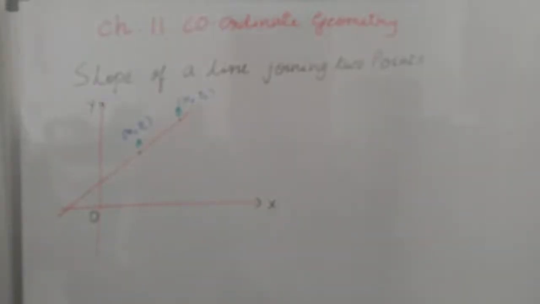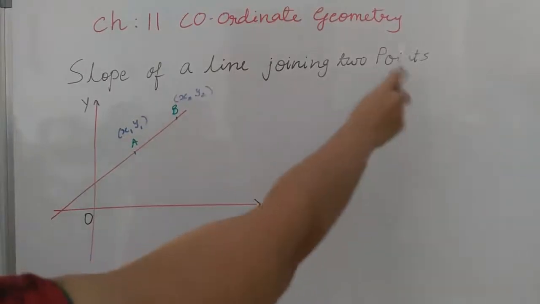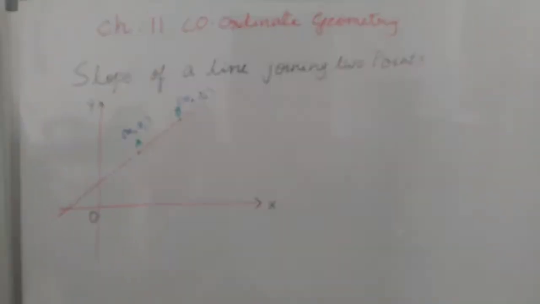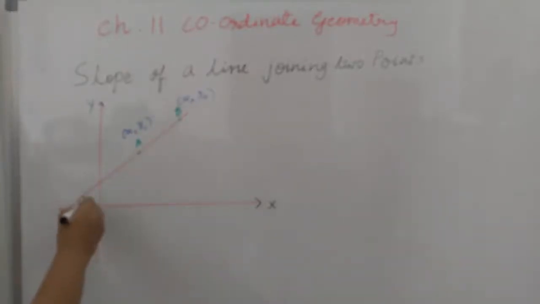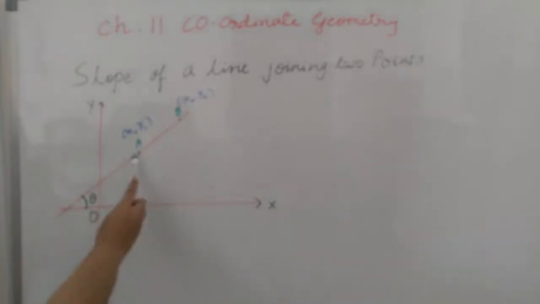Now we are going to learn about the slope of a line joining 2 points. Students, once you have understood that whenever this line makes an angle theta with the x-axis, the tangent of this angle is called the slope. But if on that line we have 2 points, suppose point A and B, and the coordinates of these 2 points are given, then how do we find the slope of this line using these 2 points, suppose we are not given theta?